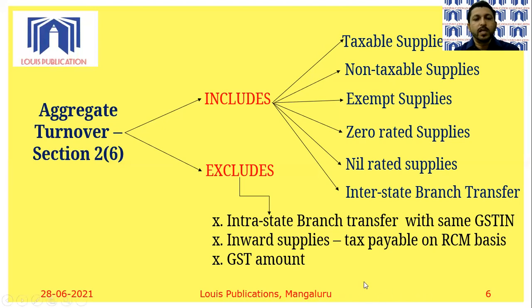Then we talk about GST amount. Your CGST, SGST, IGST or UTGST amounts are not to be included in the meaning of aggregate turnover. So aggregate turnover includes all kinds of supplies, whether taxable, non-taxable, exempt, zero rated, nil rated, or interstate branch transfer. But aggregate turnover excludes intrastate branch transfer with the same GSTIN, inward supplies taxable on reverse charge mechanism basis, as well as GST amount. So these are the three amounts which are excluded from the meaning of aggregate turnover.